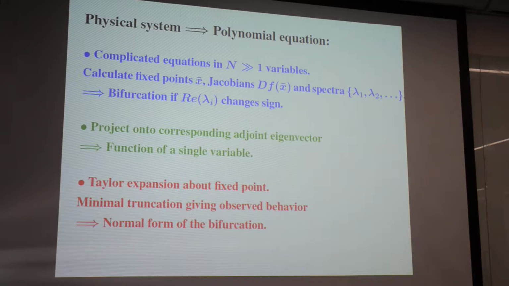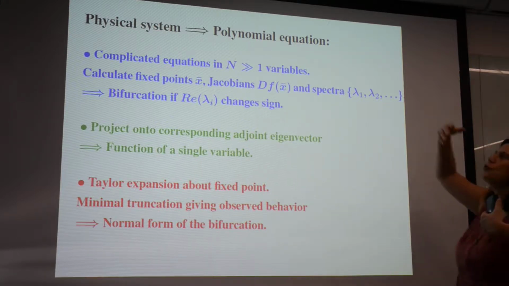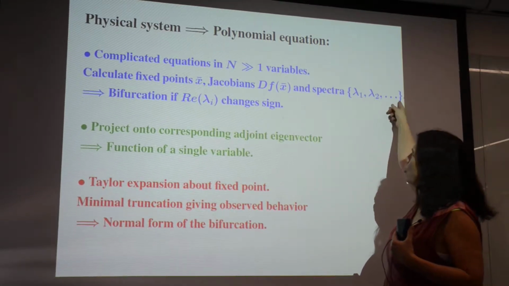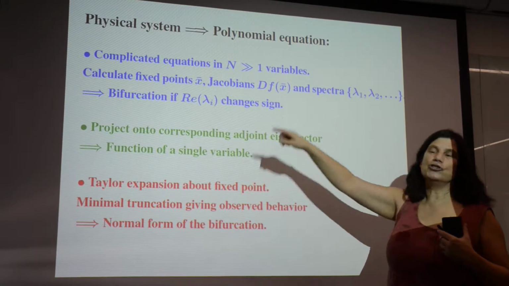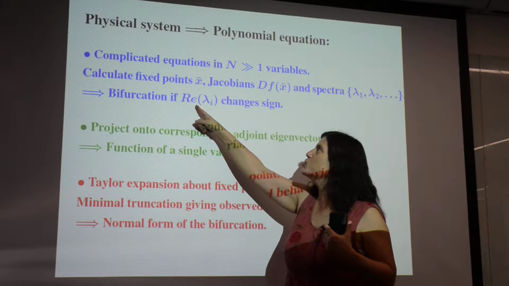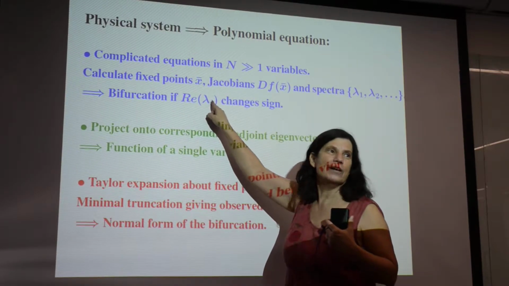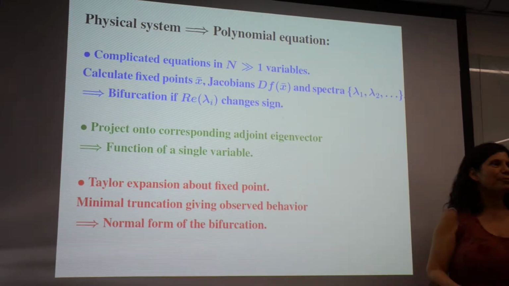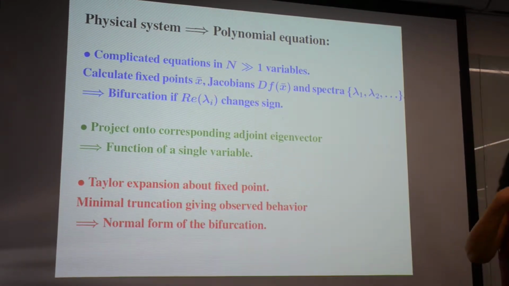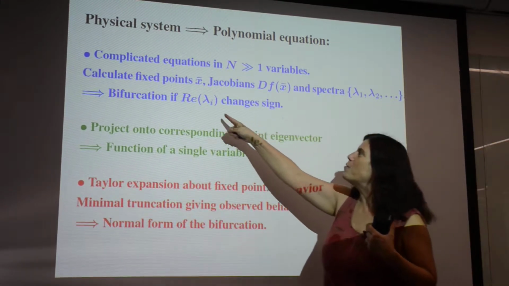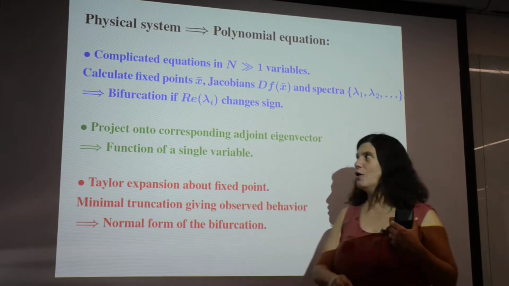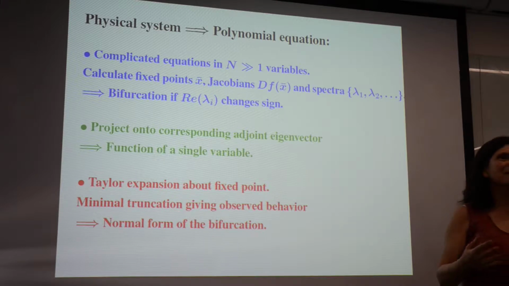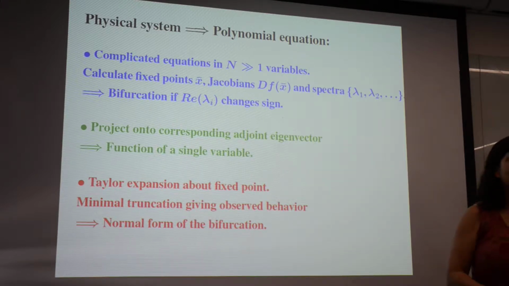The procedure is you have some complicated equations. You can calculate their fixed points and their Jacobians, and then you find the eigenvalues of the Jacobians, and there will be a bifurcation if the real part of one of them changes sign. You can monitor them all as you're changing the Reynolds number, the Rayleigh number, whatever. You look at them, and when one of them changes sign, then you have a bifurcation. And again, mathematically, nobody really does this, or no, they used to do this.